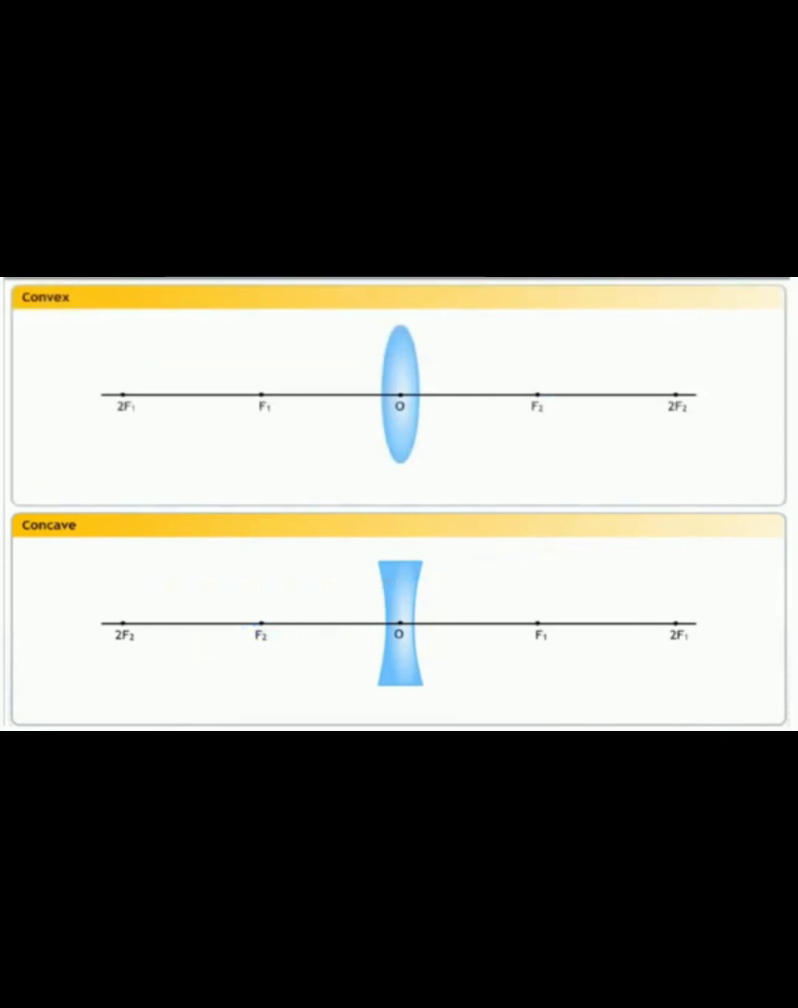The distance between the optic center and the focal point is called the focal length. Here the focal length has been represented as OF1 and OF2. I hope, students, it was a very helpful video to understand the terms related to lenses practically.